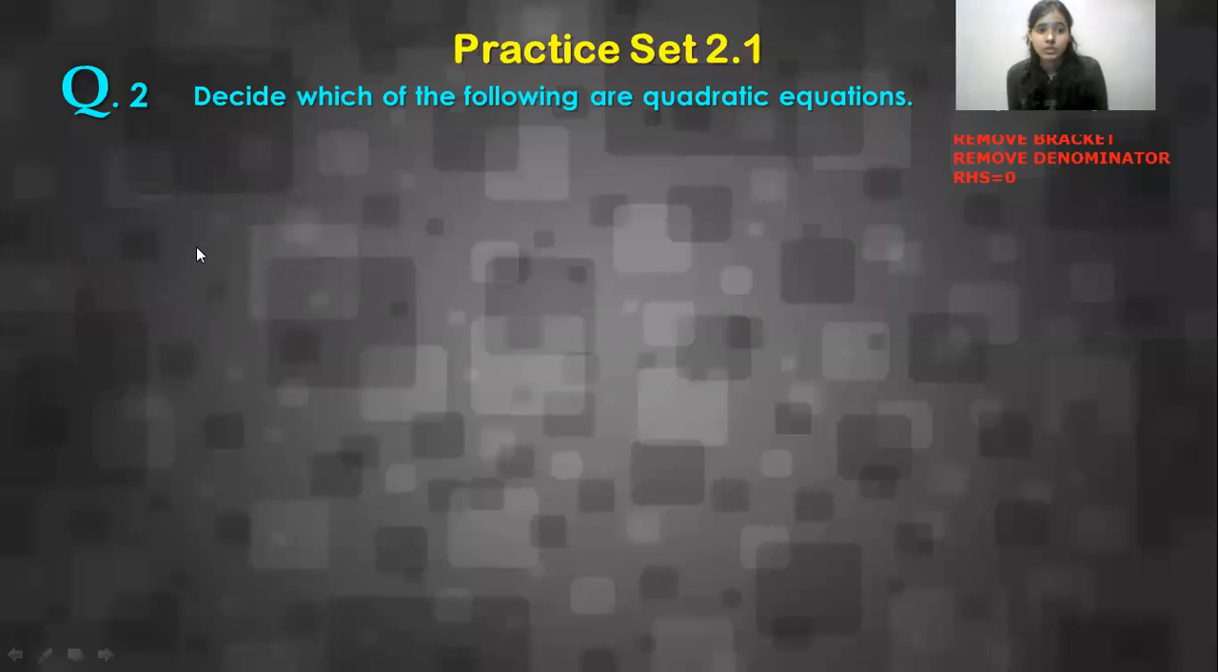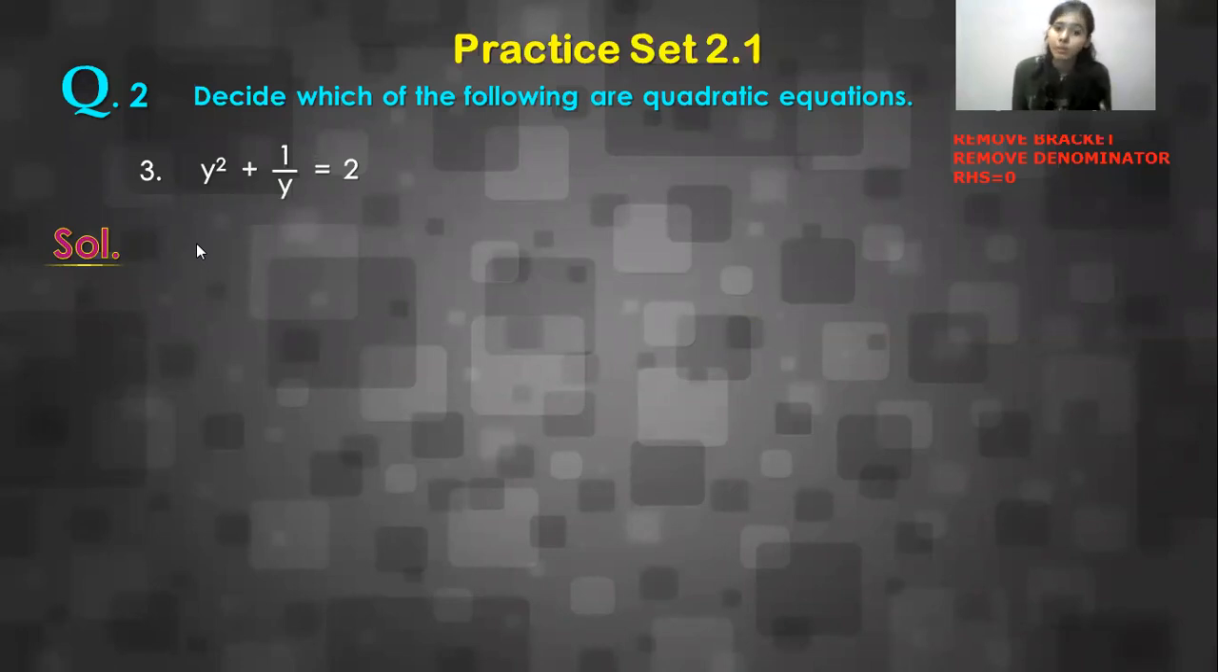Coming to the next one, students, यहाँ पे क्या है अपने पास? y square plus 1 upon y equals to 2 here. So what is happening? You can see we have denominator and RHS is also not 0. मतलब ब्रैकेट तो नहीं है, but हमें डिनोमिनेटर को भी रिमूव करना है and साथ में हमें RHS को भी 0 बनाना है. Two things, there are two steps that we need to perform.